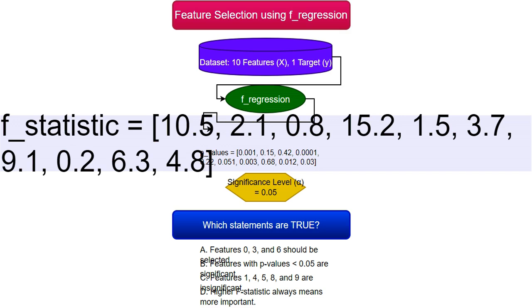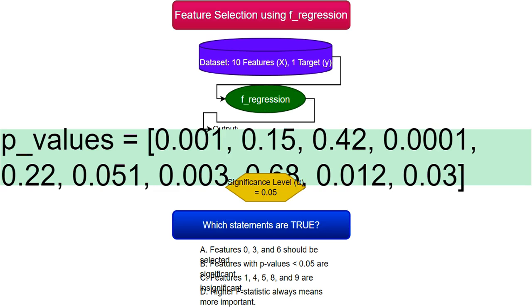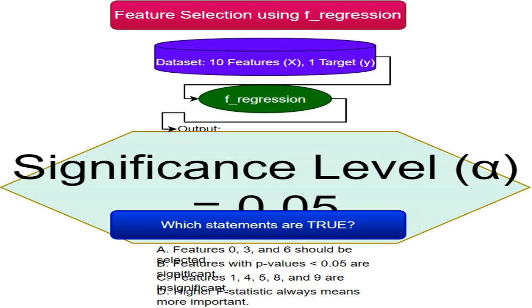The p-value tells me the probability of getting these results if there's actually no relationship between a feature and the target. A small p-value, usually below 0.05, means it's unlikely that the relationship is by chance. I've set a threshold of 0.05. If the p-value is below this, I'll consider the relationship statistically significant.